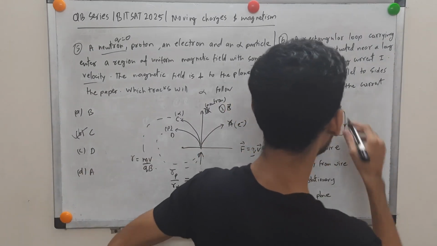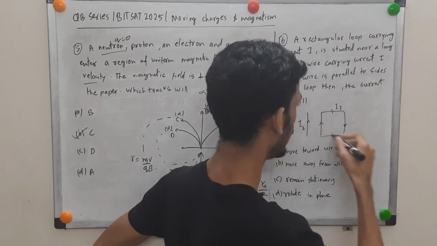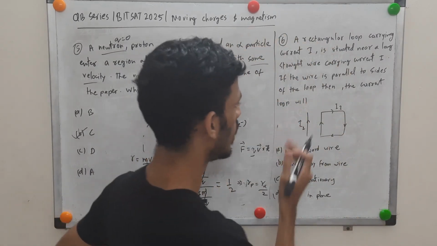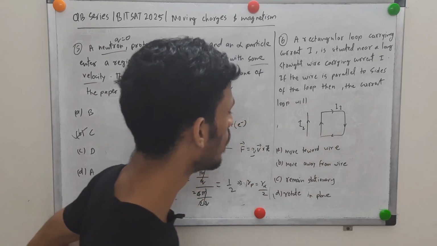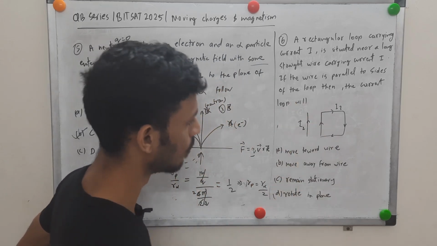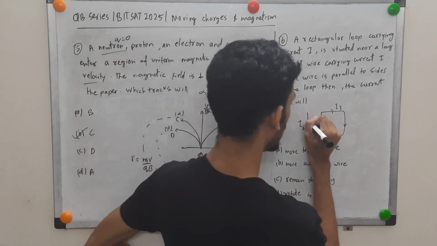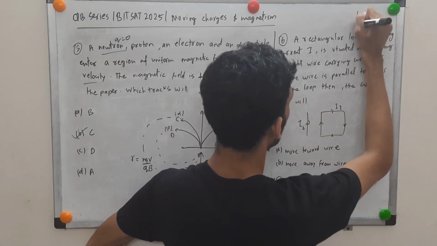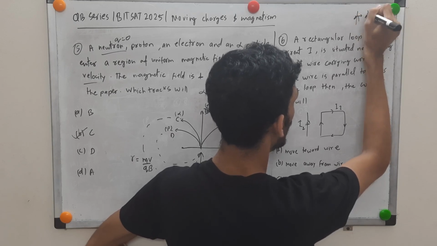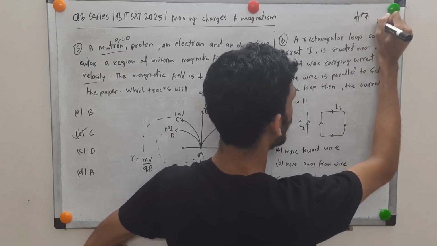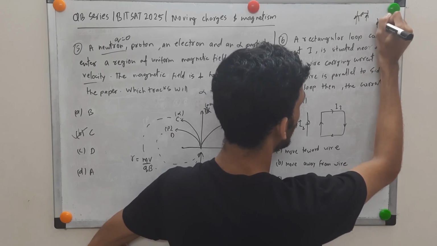So let's come to this one. Here we have a rectangular loop, it has some current I2 flowing through it. As shown, we have a current carrying wire which is kept parallel to this loop. You are supposed to tell what will happen to this loop. Now you know that parallel currents attract, right? If you have two parallel currents, they will have attracting forces on each other. If you have two anti-parallel currents, they will repel each other, right?